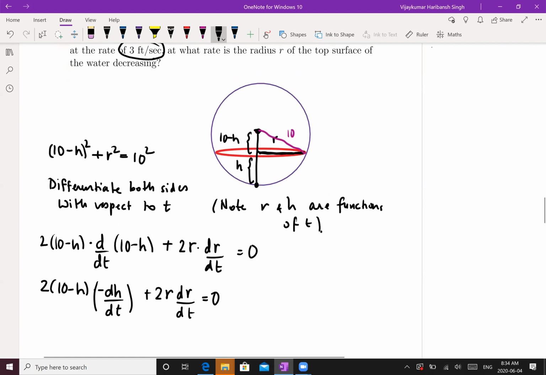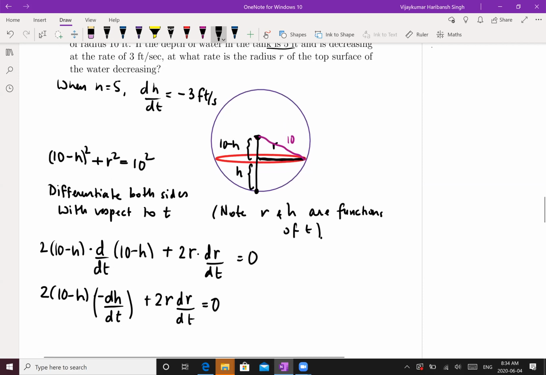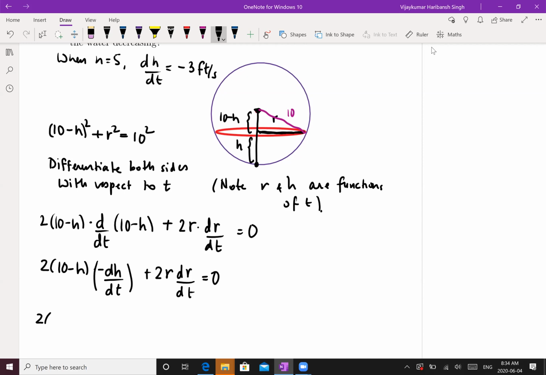Now, what are the things given to us? When the depth is 5, it is decreasing at the rate of 3 feet per second. So when h is 5, dh by dt is 3 feet per second, but it is decreasing, so minus 3 feet per second. So we get 2 times 10 minus, where h is 5, dh by dt is minus 3. However, we also need r at that point, right, to find out dr by dt.